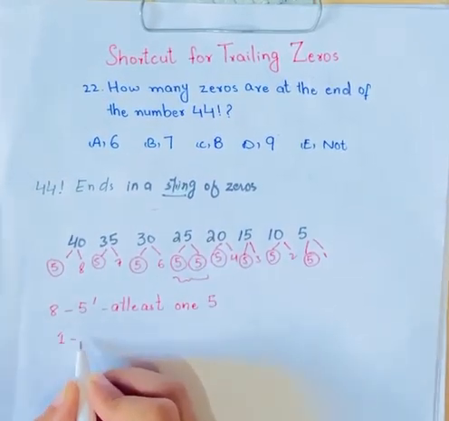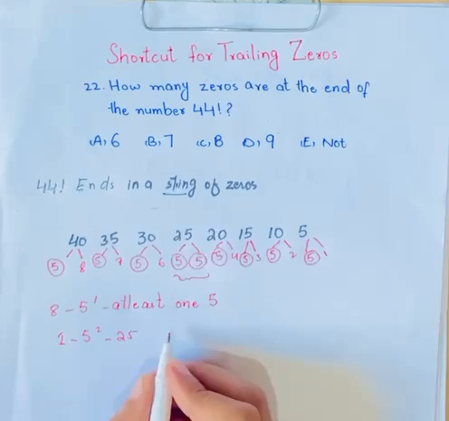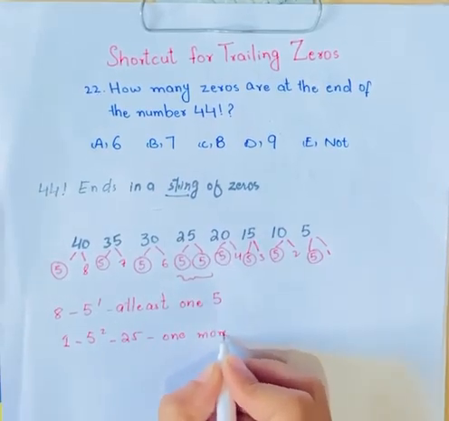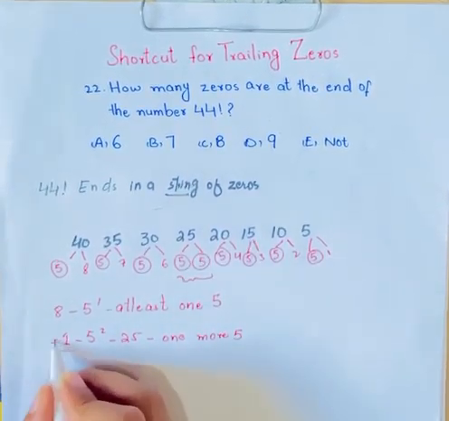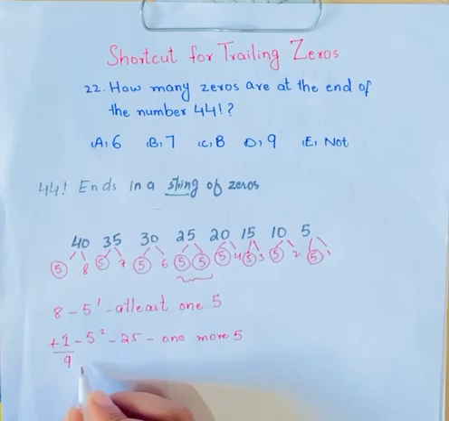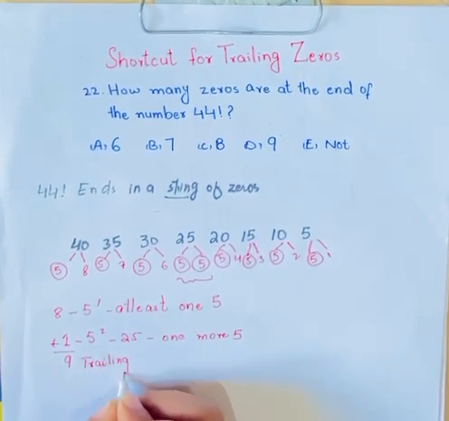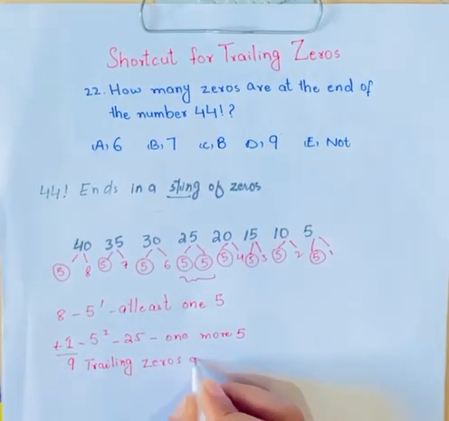So let's write down 1, which is divisible by 25. That means it has one more 5. Now let's add them up. 8 plus 1 equals 9. So 9 trailing zeros are there. So that's how to do the old way, just counting out and adding them up.